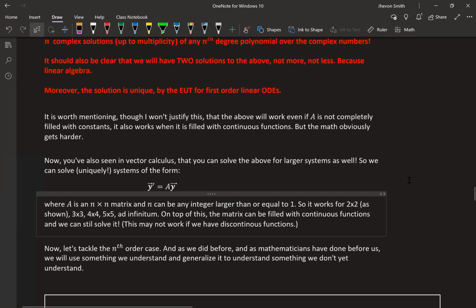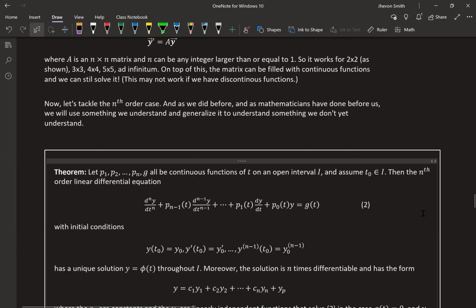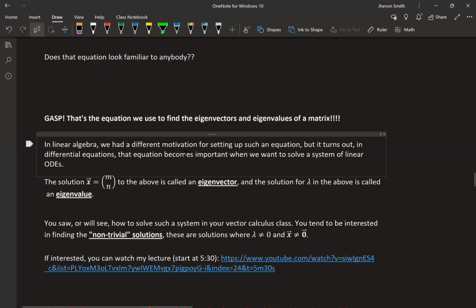I'll deal with the non-homogeneous case later on, because if it's the non-homogeneous case, there's going to be plus some other vector here, right? So it can work with 3x3s, 4x4s, 5x5s, all that stuff, right? So let's look at the nth order case. This is the preliminaries for the nth order case.